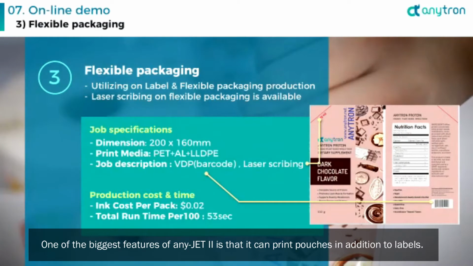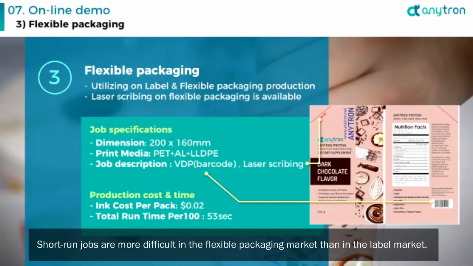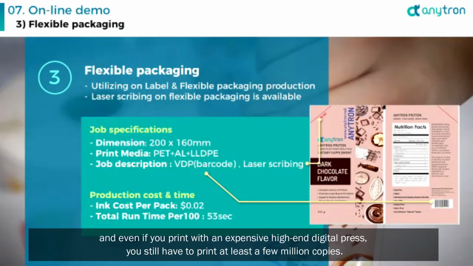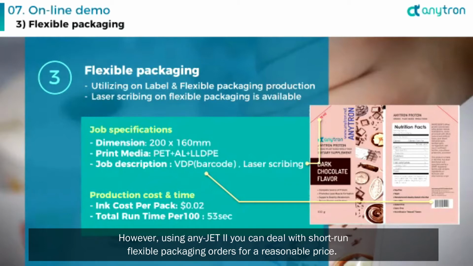One of the biggest features of AnyJet 2 is that it can print pouches in addition to labels. Short-run jobs are more difficult in the flexible packaging market than in the label market. Using an analog gravure printer means having to print hundreds of thousands of copies. And even if you print with an expensive high-end digital press, you still have to print at least a few million copies. However, using AnyJet 2 you can deal with short-run flexible packaging orders for a reasonable price.